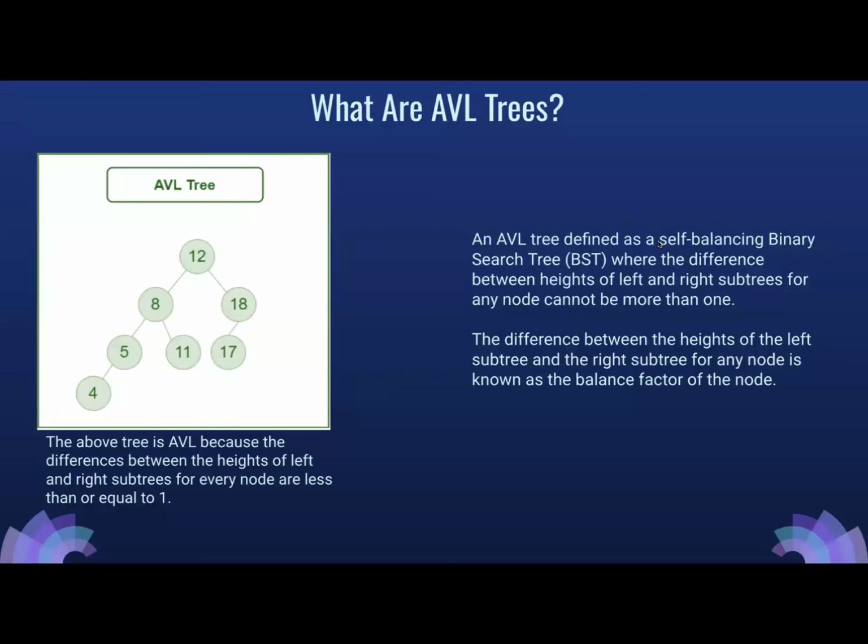Okay. So we'll go ahead and talk about AVL trees, guys. An AVL tree is defined as a self-balancing binary search tree where the difference between heights of left and right subtrees for any node cannot be more than one. The AVL tree to our right is actually an AVL tree because the difference between the heights of left and right subtrees for every node is less than or equal to one.